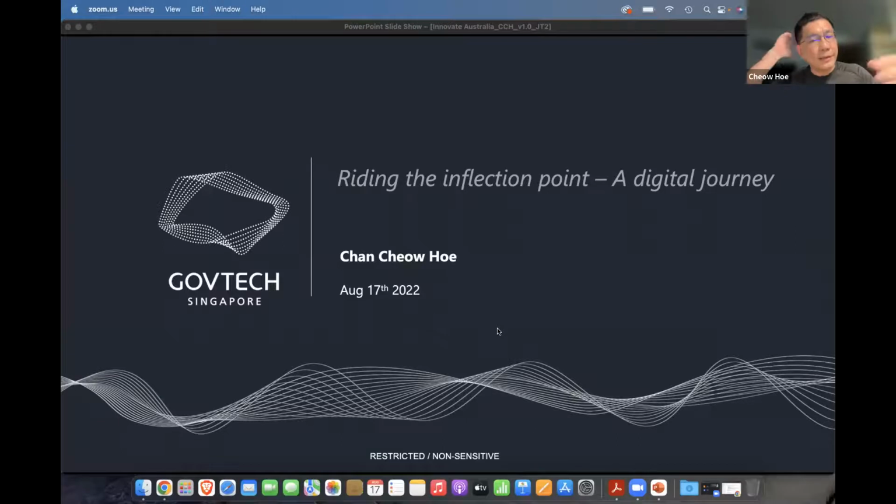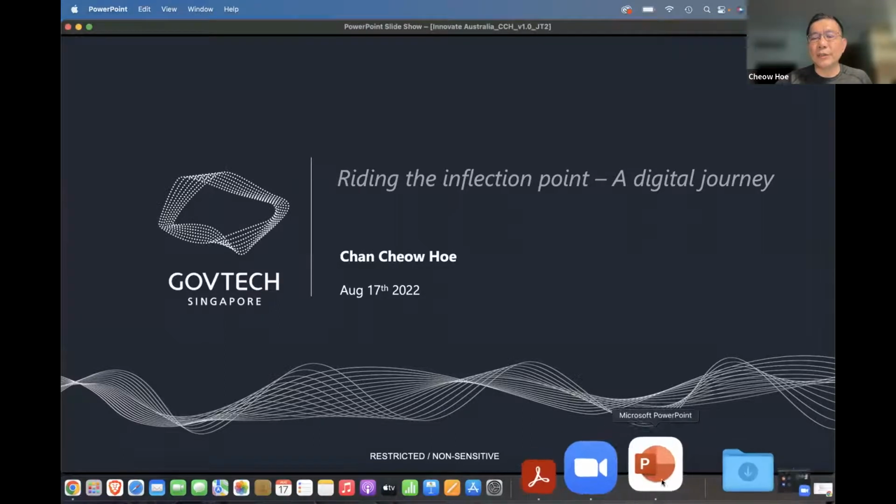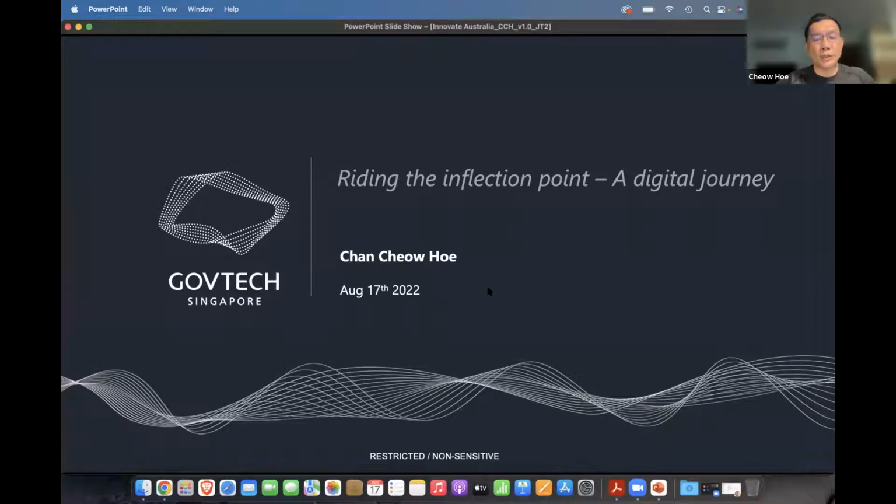I call this presentation writing the inflection point. Mainly because I think one of the things that we all realize about digitalization is it's never a straight line graph. One of the things which makes it so difficult about digitalization, I can't move my slides.